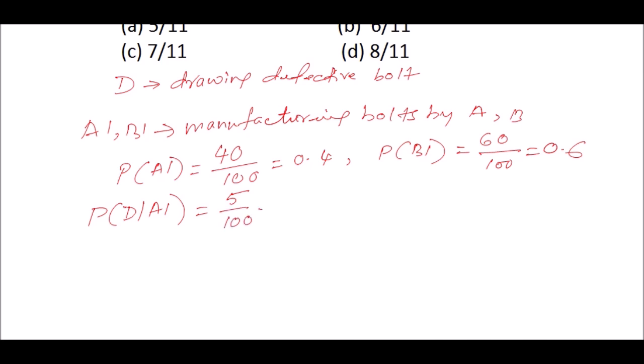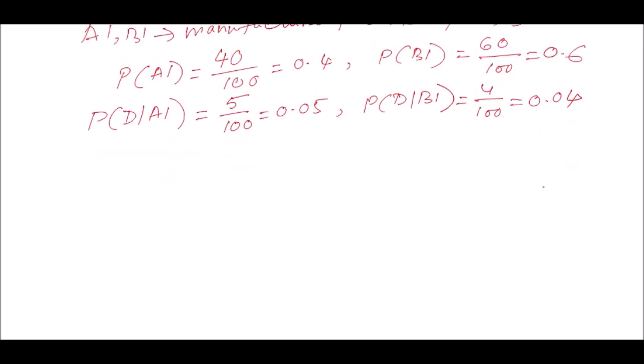Therefore, it is 0.5. And in exactly the similar case, the probability of a defective bolt manufactured by B1 is 4%. Now we can apply the Bayes theorem here to find our required probability. By applying Bayes theorem, we can find the probability of it being manufactured by B, knowing that it is a defective bolt.